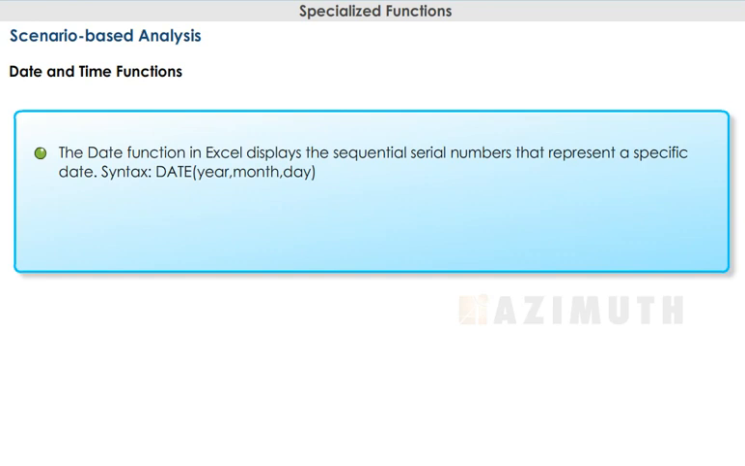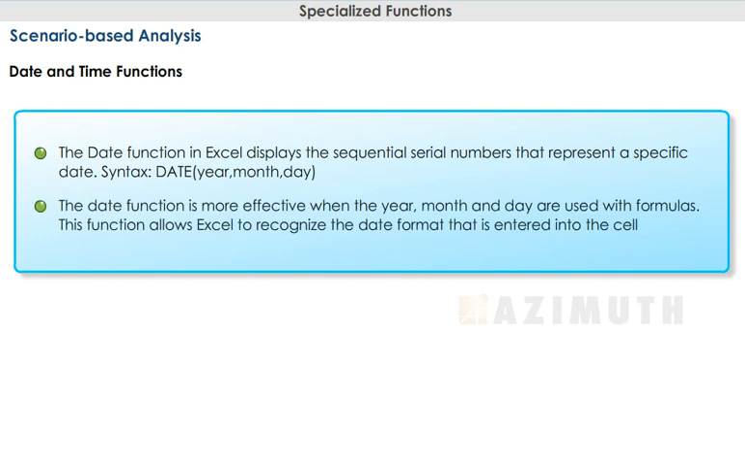Scenario-based analysis, date and time functions. The date function in Excel displays the sequential serial numbers that represent a specific date. Syntax: DATE(year, month, day). The date function is more effective when the year, month, and day are used with formulas. This function allows Excel to recognize the date format that is entered into the cell.